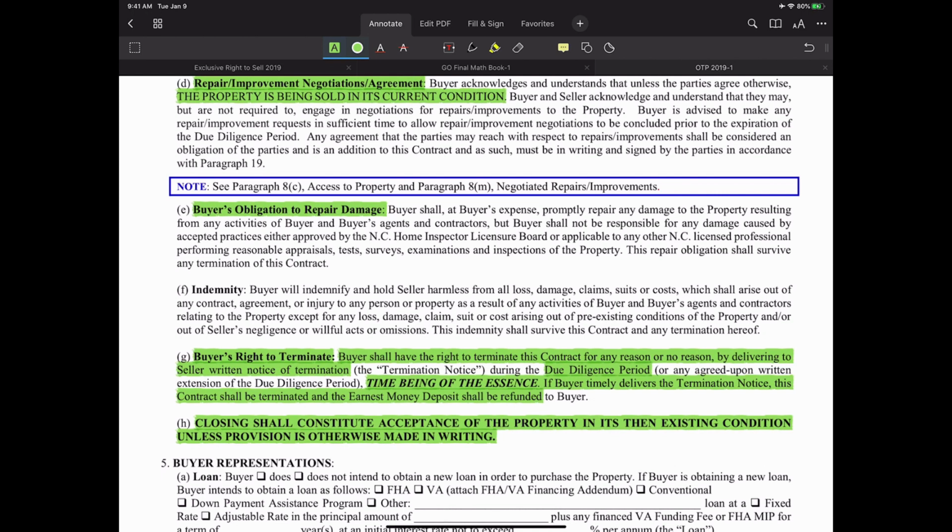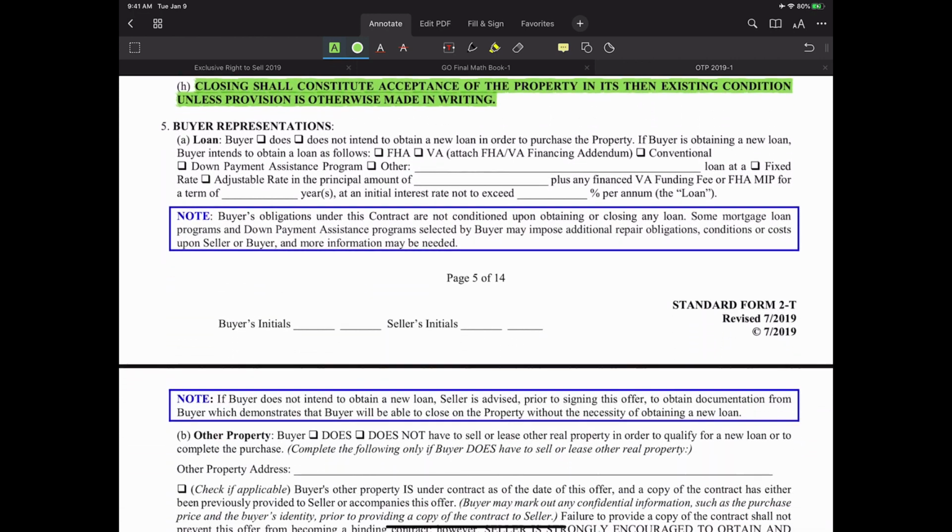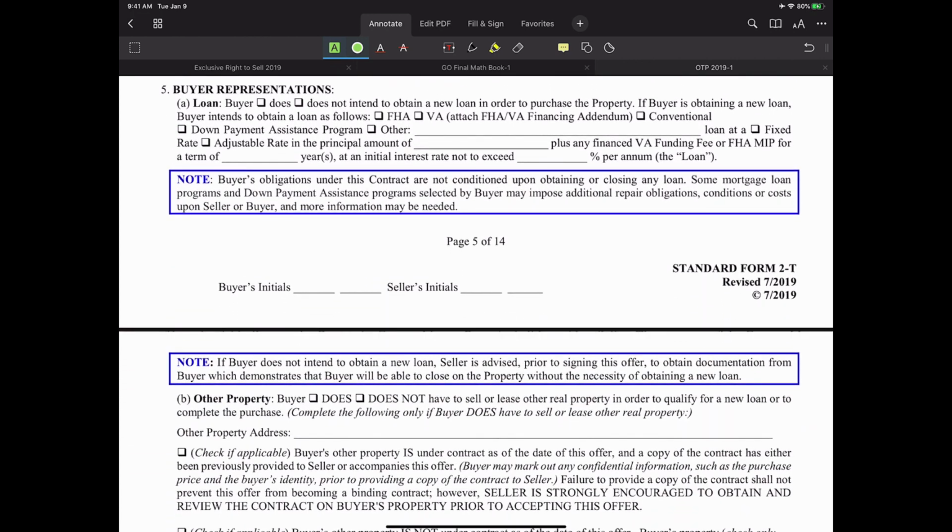What are you thinking about this, Chris? Well, the first thing that comes up under buyer representations, and I'd like you to pay attention in this contract, there's a difference between a representation and an obligation. A representation is just simply something that you are saying, hey, this is what I believe to be true. And the first thing that comes up here is the loan.